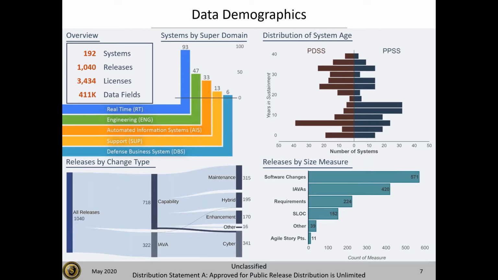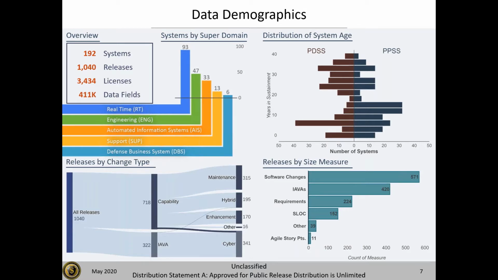The left-hand side of this chart is the PDSS, which is the ones done by the program offices, which is either RDT&E or production funding. The right-hand side is the PPSS, which is the OMA funded at the software sustainment centers.